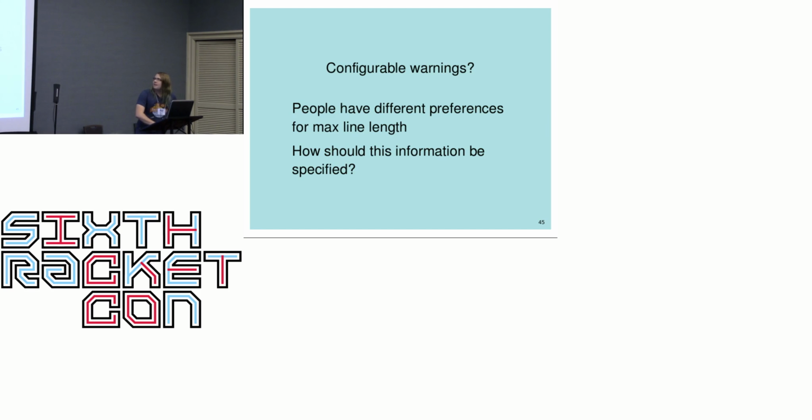And how do you make warnings that can be configured with values? For instance, people have different line editor width standpoint views, the old 80 versus 100 something characters debate. I'm sure you can find plenty of internet arguments about that one. So how should you specify this information in a way where expansion can pass it along to macros that are adding syntax warnings to things?